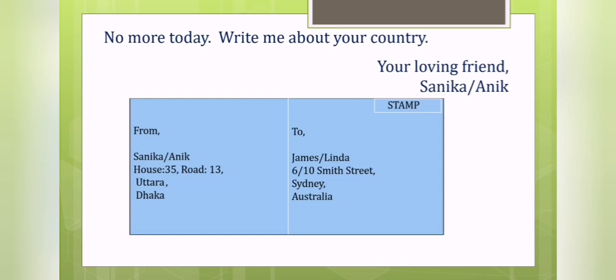Then the home address, then the city, then the what? District. And then what is that? To means the receiver. Who is the receiver? It could be James or it could be Linda. Then their address and the country's name.